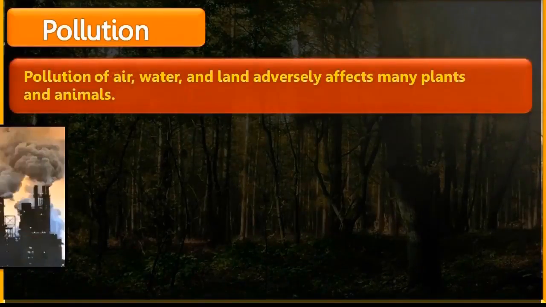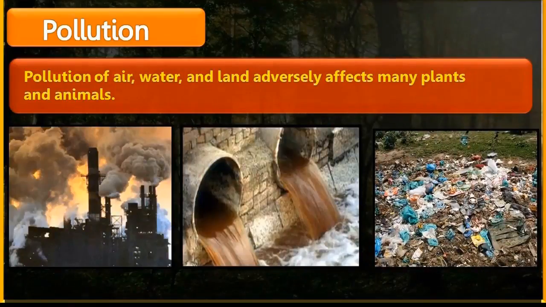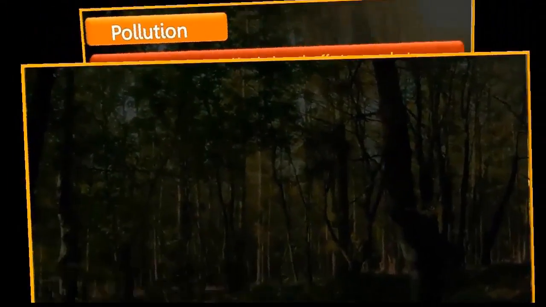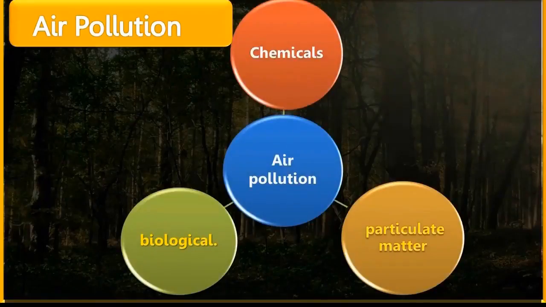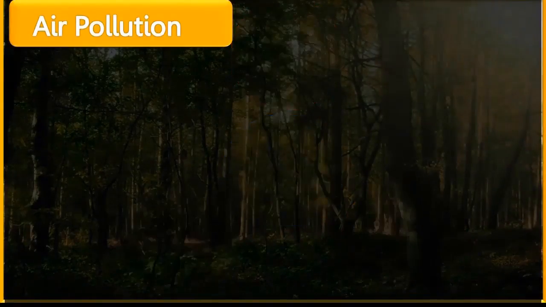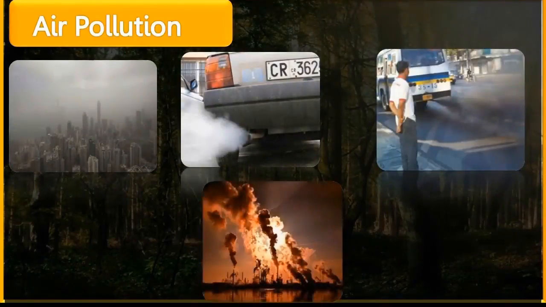Pollution. Pollution of air, water, and land adversely affects many plants and animals. Air pollution. Air pollution is the introduction of chemicals, particulate matters, or biological materials that cause harm or discomfort to humans or other living organisms or cause damage to the natural environment or built environment into the atmosphere.